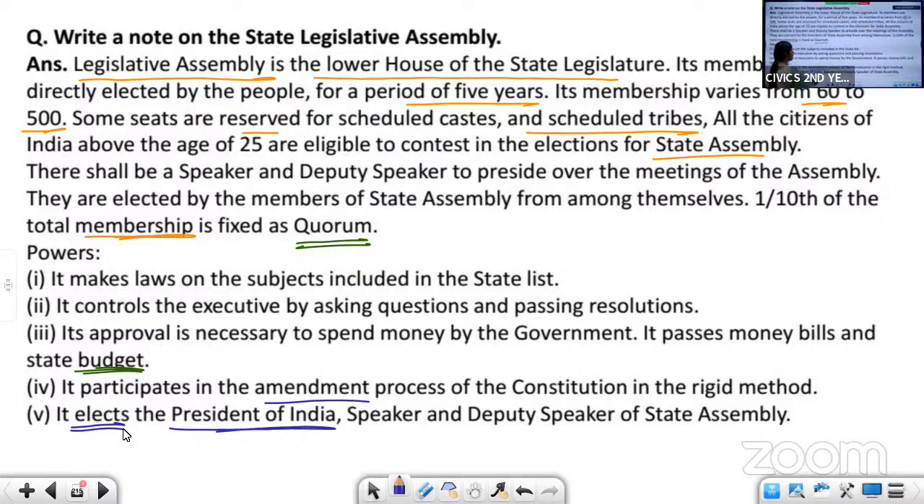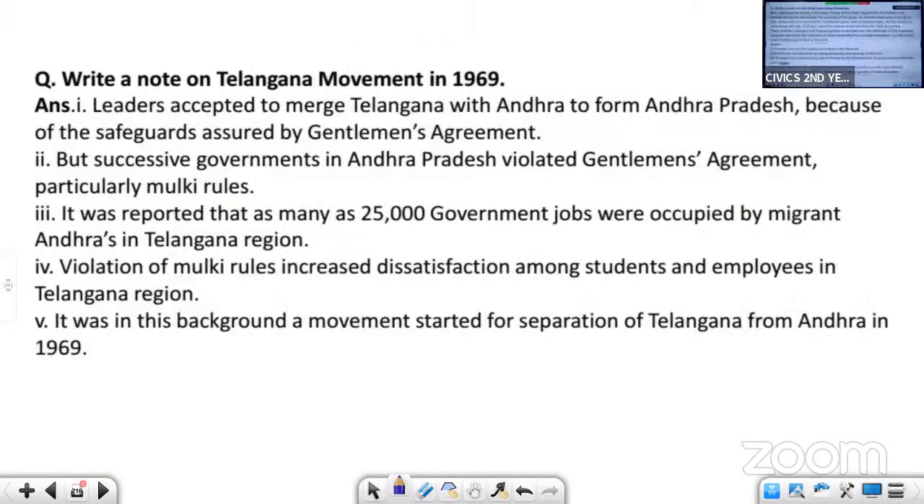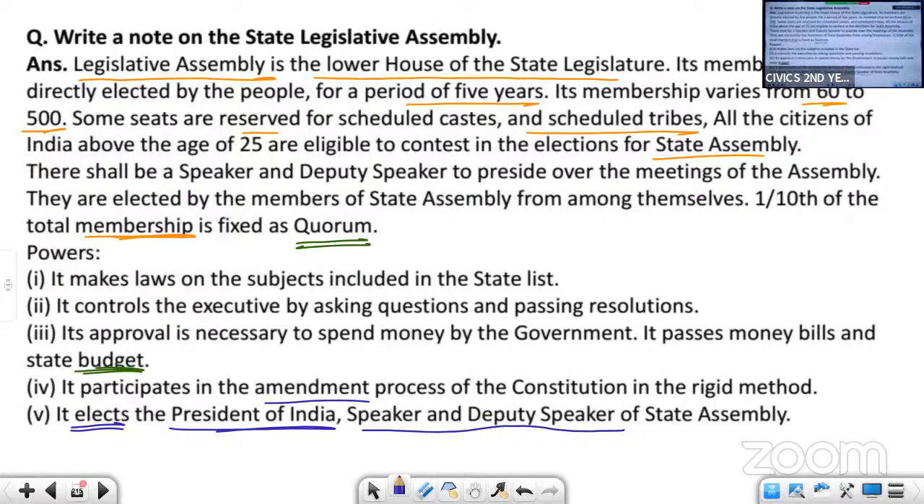They also elect the speaker and deputy speaker of the state assembly from among themselves. From among themselves, they elect one person as the speaker and one person as the deputy speaker. I hope I'm clear with the state legislative assembly. The members of the state legislative assembly, we know them as MLAs.